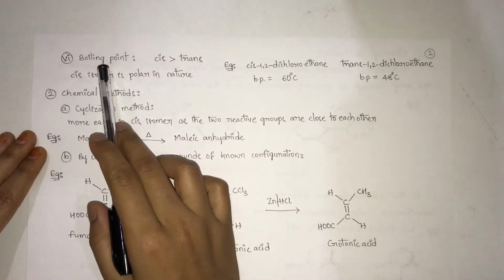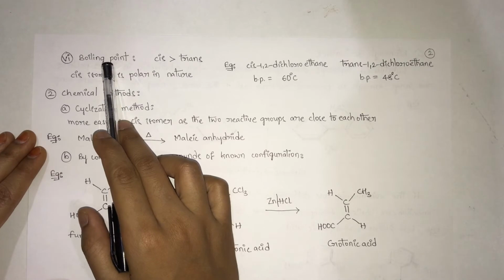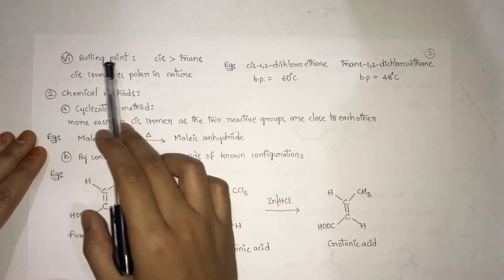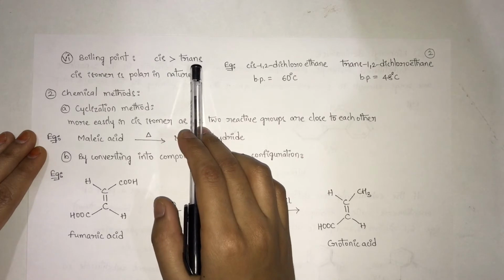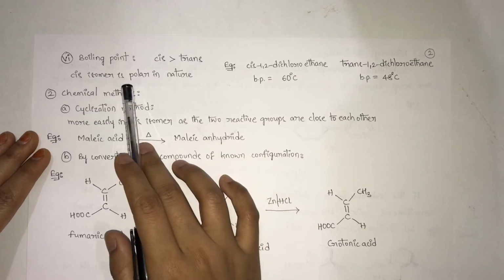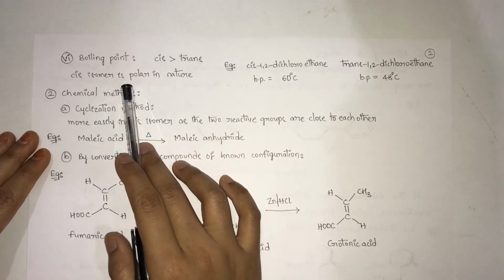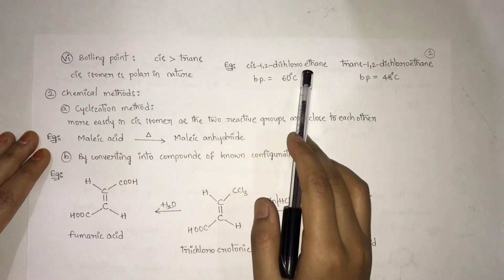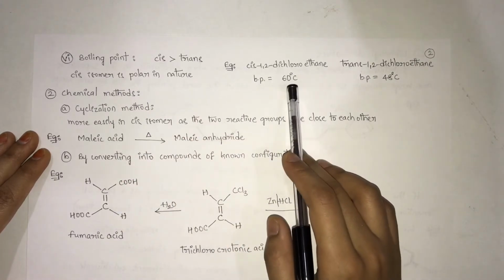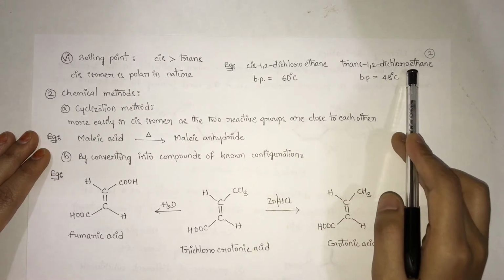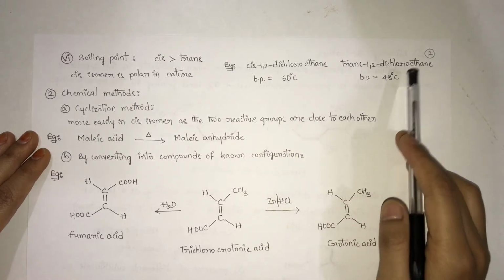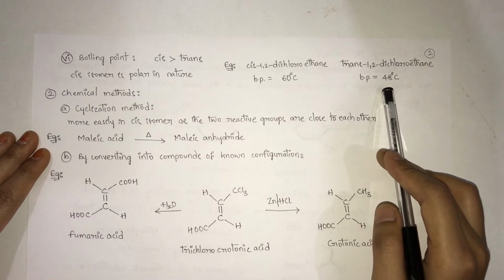Sixth one, under physical methods, that is boiling point, where the boiling point of cis is greater than the boiling point of trans. Why? Because cis isomer is polar in nature. For example, cis 1,2-dichloroethene has a boiling point of 60 degrees Celsius, whereas the trans isomer of 1,2-dichloroethene has a boiling point of 48 degrees Celsius.